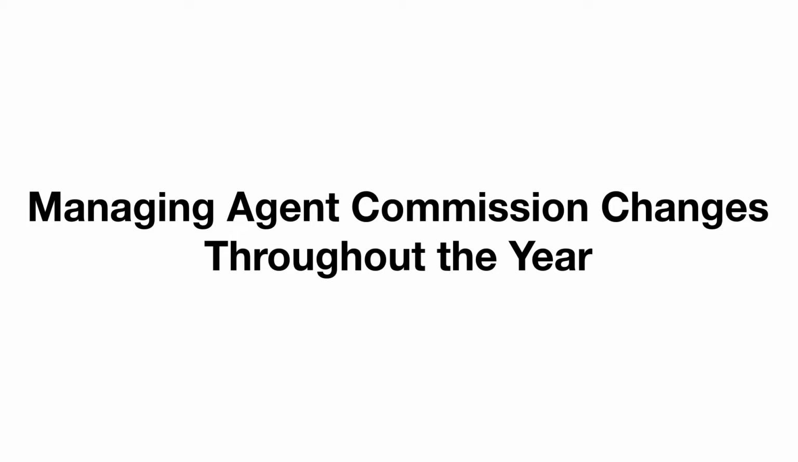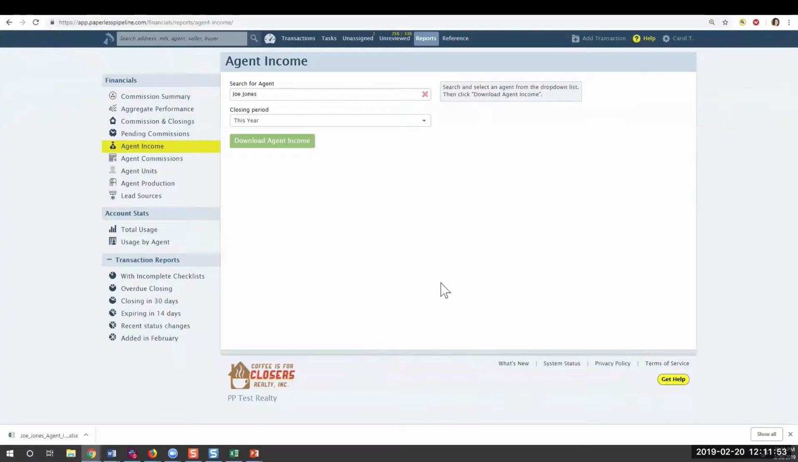So I'm going to be talking today specifically about managing agent commission split changes. If your agents are on a tiered commission split plan, I'm going to show you how to set commission split thresholds for your agents, so that you and your admins will be warned when an agent is about to surpass their commission threshold, so that you can adjust their commission split accordingly. Let me go ahead and jump on into Pipeline so I can show you how to set that up.